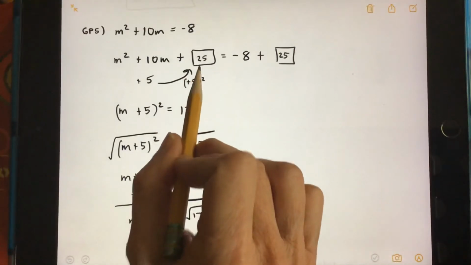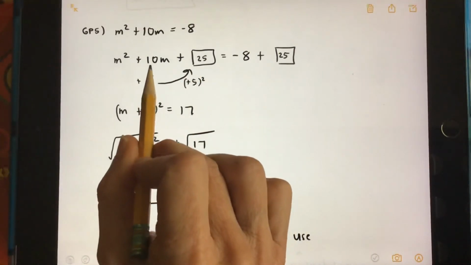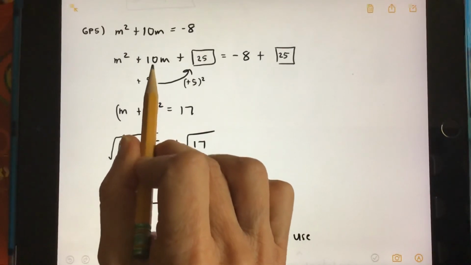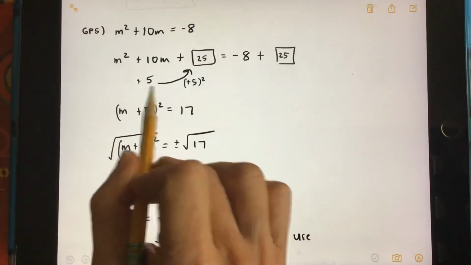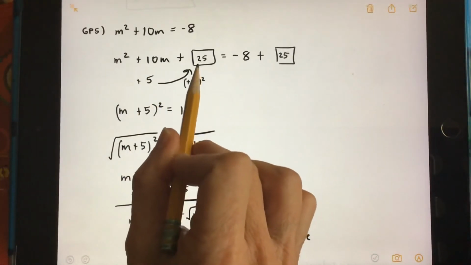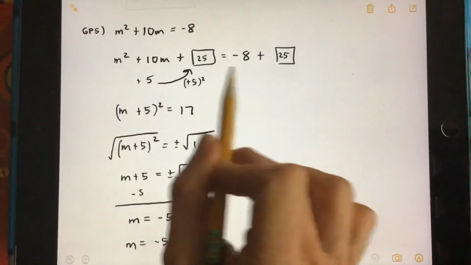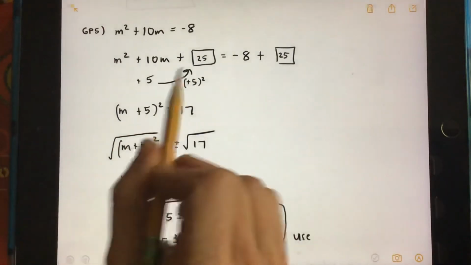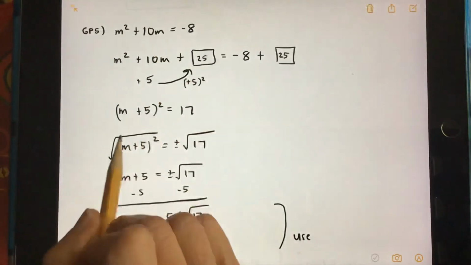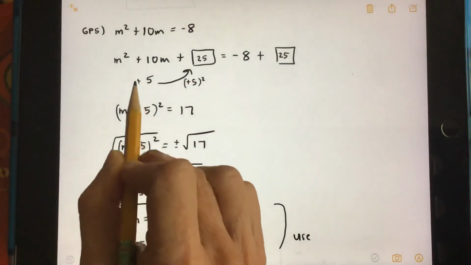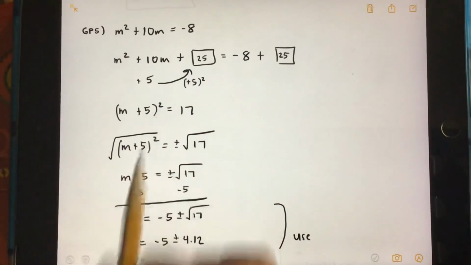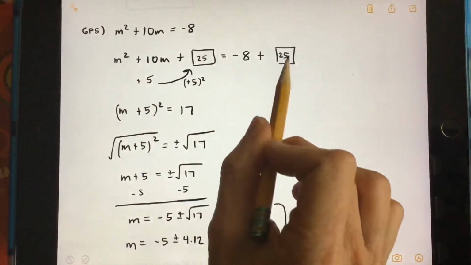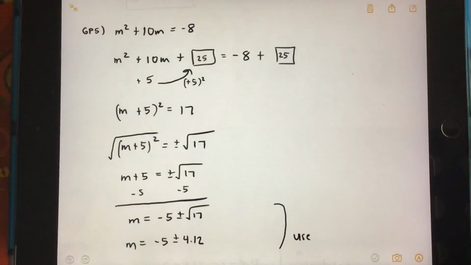To figure out what goes in this box, we're going to cut 10 exactly in half. 10 divided by 2 is the same thing as cutting 10 exactly in half, and it's positive. So 10 divided by 2 is a positive 5. Square that positive 5, and the result will be 25. That's what you put in both of those boxes. Then rewrite this perfect square trinomial as the square of a binomial. Bring that plus 5 down into your binomial here and square it. Over here, negative 8 plus 25 is 17.